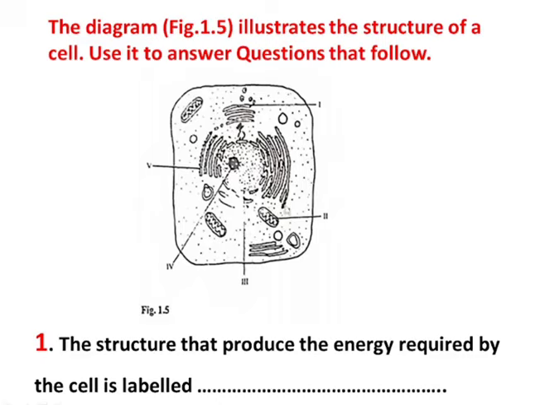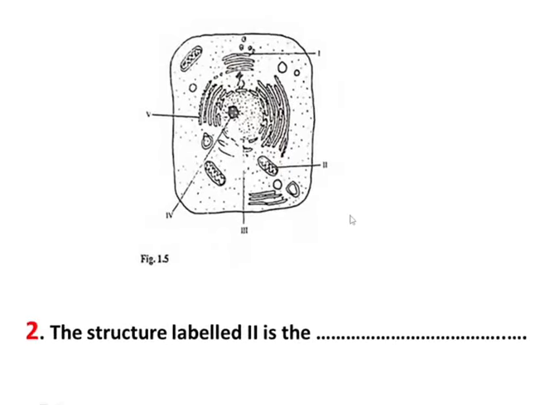So we are looking for which one of these parts is able to produce the energy required by the cell. The part that produces energy required by the cell is the mitochondria, and it is the part labeled 2 right here. So I have answered our question 1. Let us now move on to our question 2. So this is our question 2. The structure labeled 2, we have said this is the mitochondria. Okay, so this is our answer.